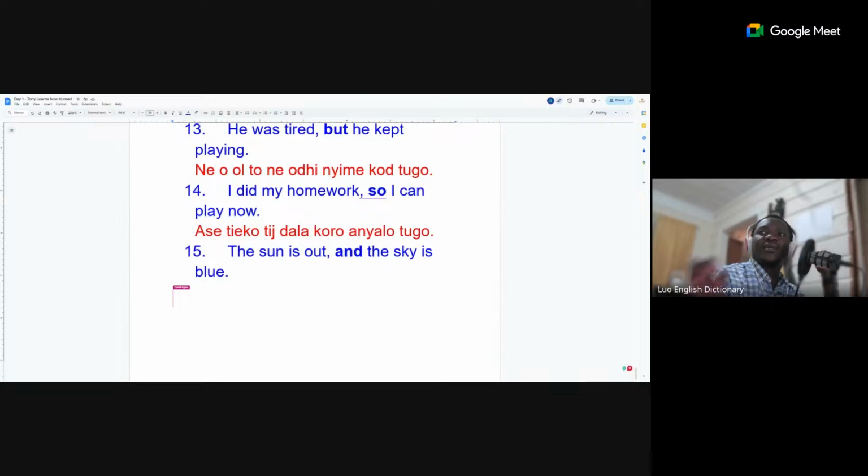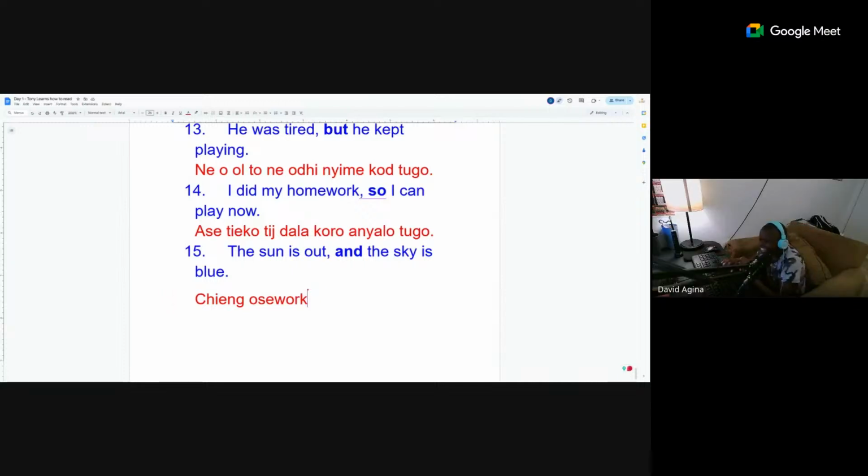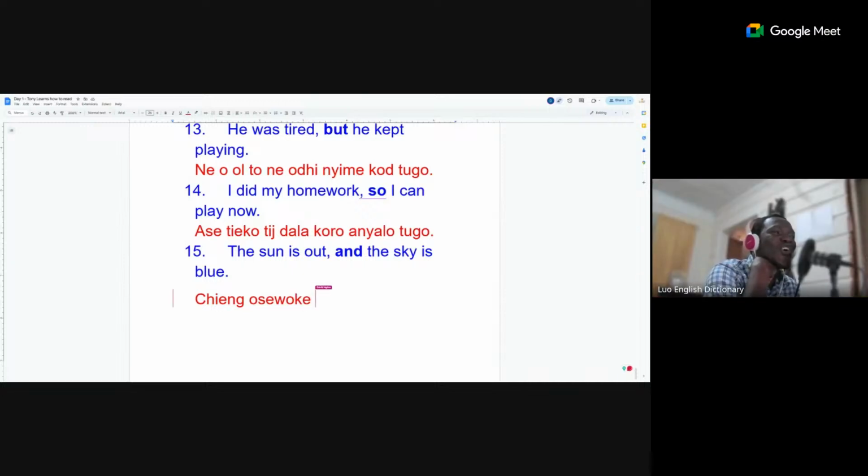Now the last one. The sun is out and the sky is blue. Chieng osewuok. Wuok, not walk. Wuok. Woo, ok. Yes, they remove the K. Remove the E. Chieng osewuok. Koro. Not koro.